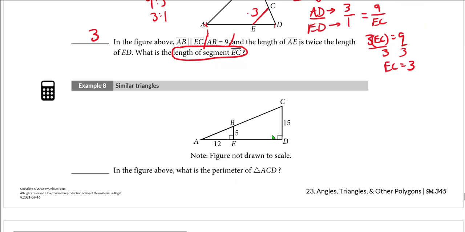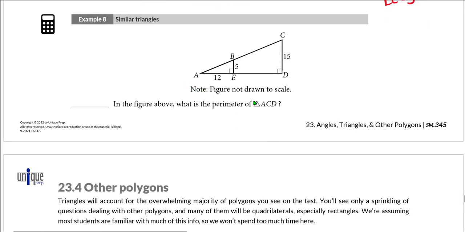In example 8, we are asked for the perimeter of ACD. That's the big triangle here, ACD. So how are we going to do this? First and foremost, we should recognize that we have a 5, 12, 13 here. 5, 12 on the legs. Those Pythagorean integer triples that we reviewed earlier tell us that the hypotenuse of that small triangle must be 13. 5, 12, 13. If you want to use the Pythagorean theorem to determine that 13, that's fine, but it's a time waster, so I would not recommend doing that.